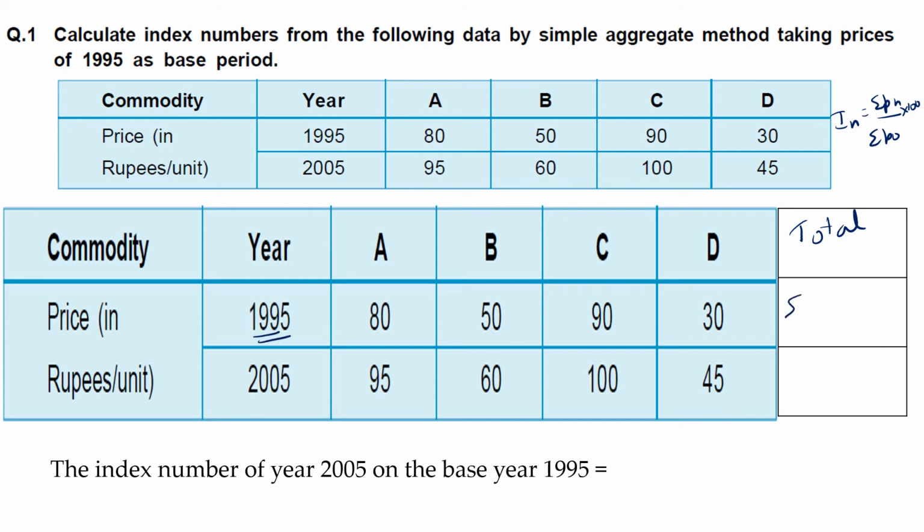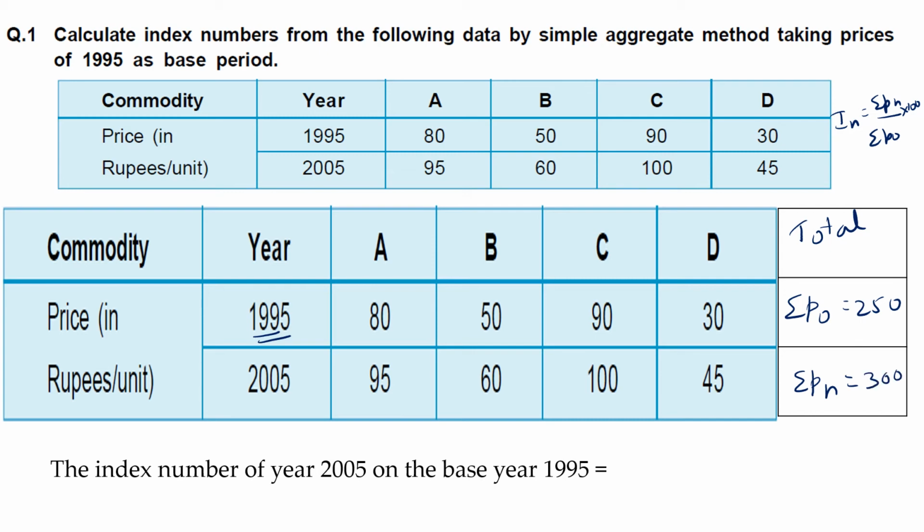So this means summation P0 is equal to 80 plus 50 plus 90 plus 30, so it is equal to 250. And then the required year is 2005. So summation Pn is equal to the sum of the prices in the year 2005. So it is 95 plus 60 plus 100 plus 45, so it is equal to 300.